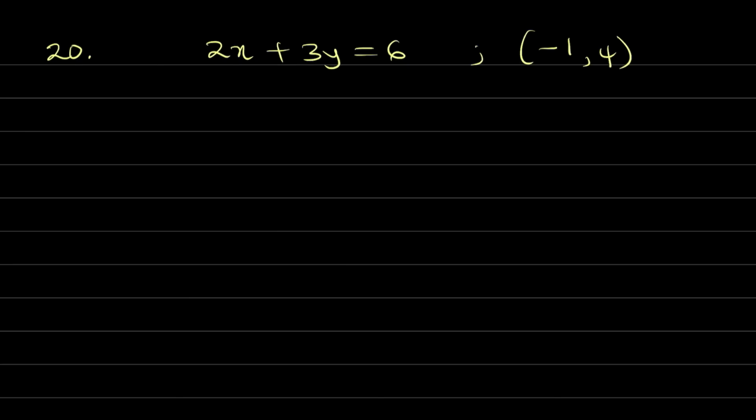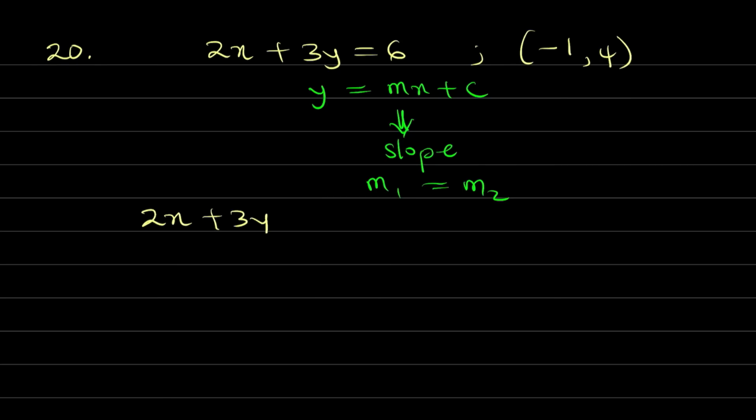To find the equation of the line parallel to this, we need to make this equation to be of the form y is equal to mx plus c, where m is the slope. So for parallel lines, the slopes are equal. So what we need to do is rearrange the given equation. That's going to be, we have 2x plus 3y is equal to 6, which means 3y is equal to negative 2x plus 6. Divide through by 3.